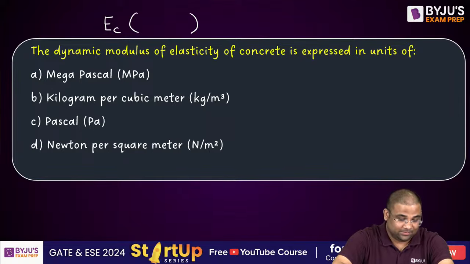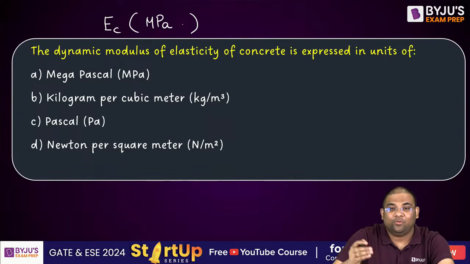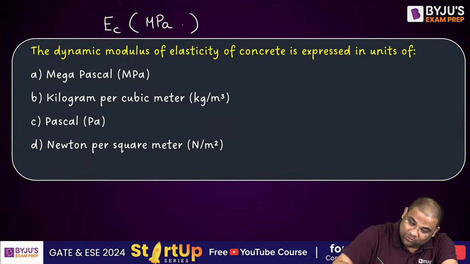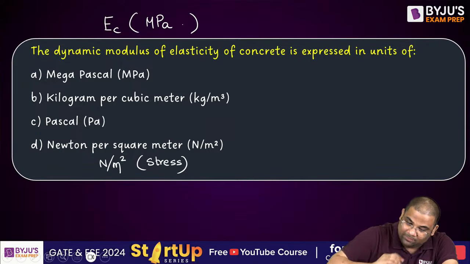Answers. Others? Alright, it's megapascal. Even if you don't know, it's megapascal. Okay. See, Newton per meter square is also correct, because Newton per meter square is also a stress unit. But more correct is your first one.